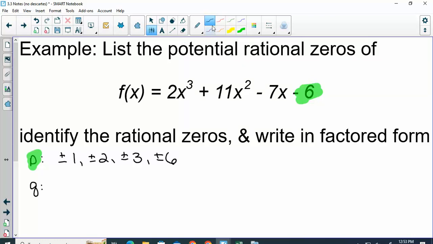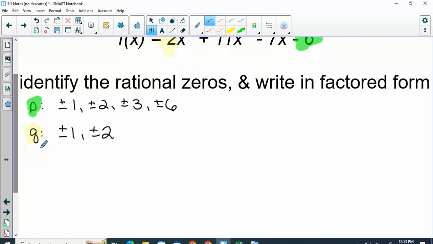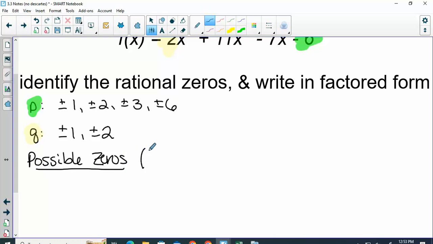Q. Q comes from the leading coefficient. So what's everything that divides 2 evenly? Right, so I'm just going to put plus or minus 1, plus or minus 2. Then I'm going to ask you for the possible zeros. So possible zeros, that's everything in the form p over q.